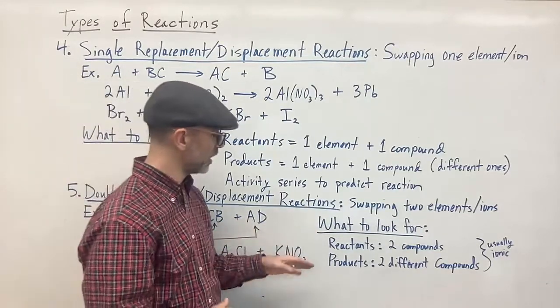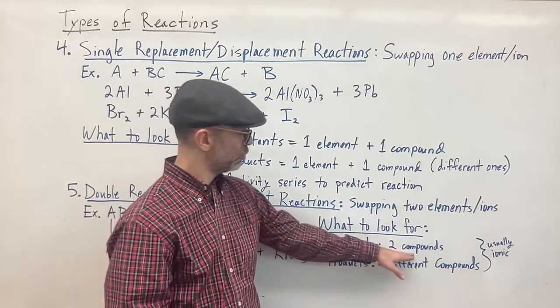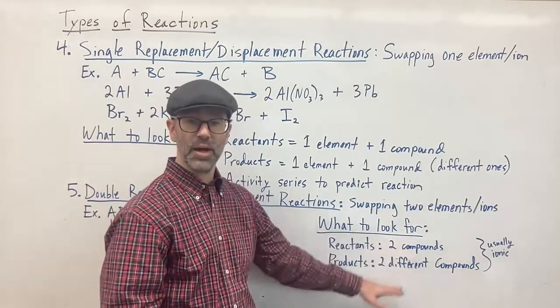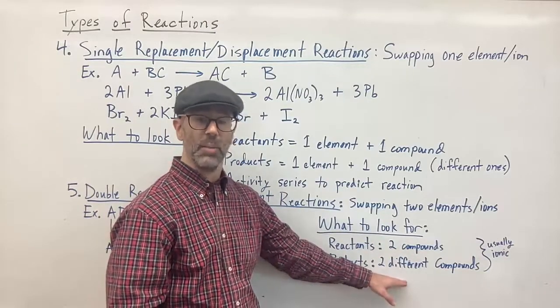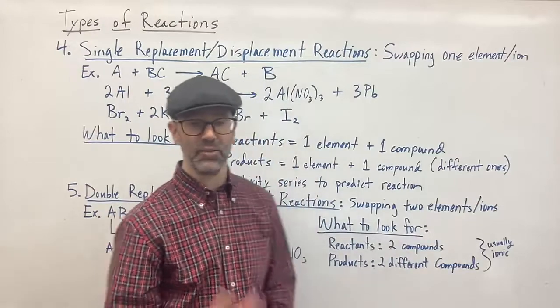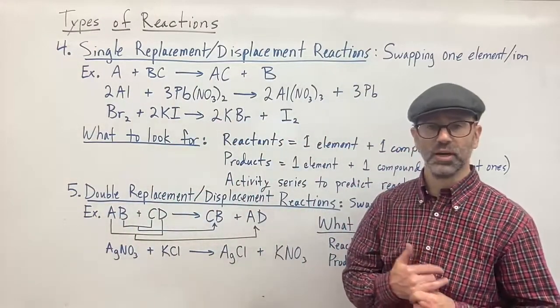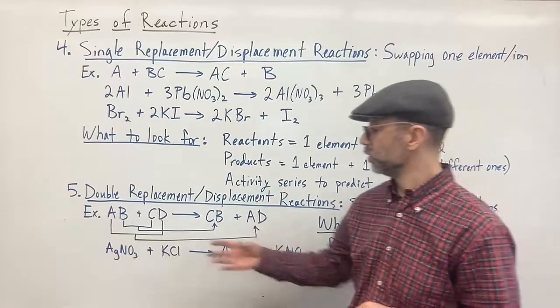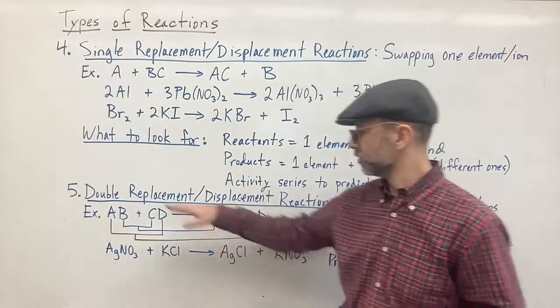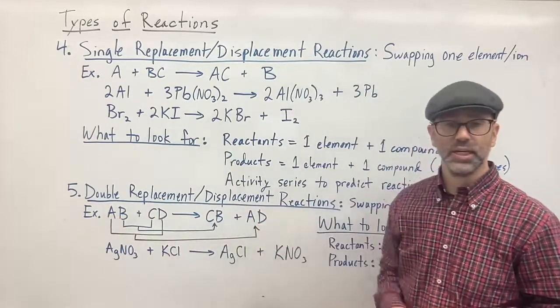But generally speaking, what do you want to look for? You want to look for reactants that have two compounds, and then the products are also two compounds, but they're different compounds. And again, these are usually going to be ionic. So if you want to identify a reaction as a double displacement or replacement reaction, you would be looking for something that looks like this. Two compounds here, and then two different compounds here.